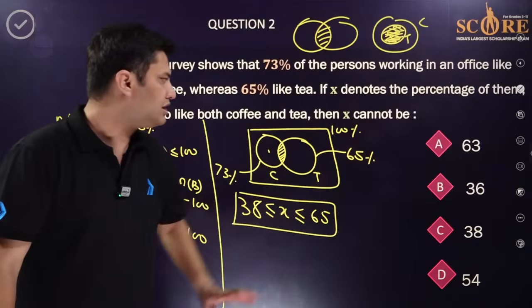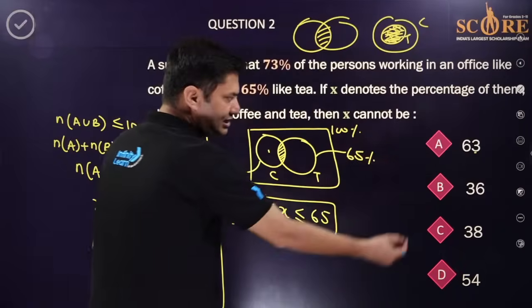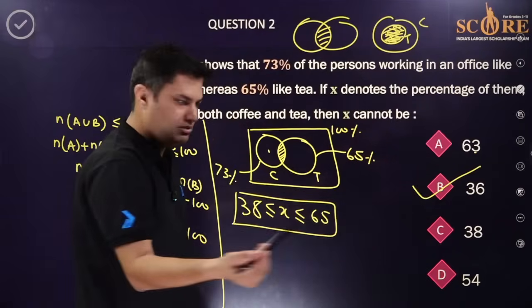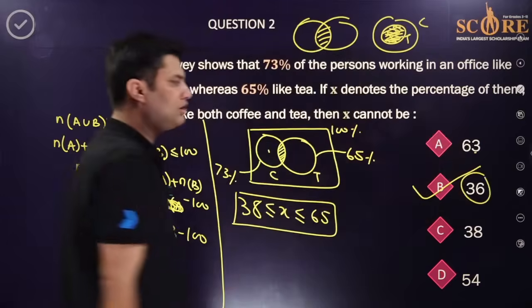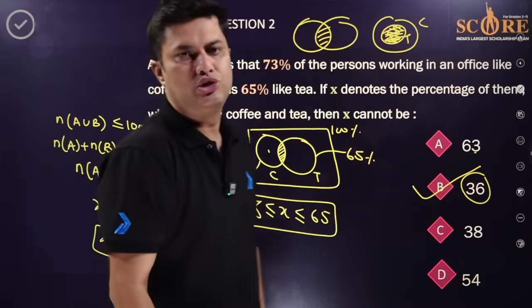So 38 to 65 is the range of X. So X can be 63 also. X cannot be 36. 38 is also possible, 54 is also possible. So 36 is the only option which is not possible according to this data. Cool? So this is question number 2.